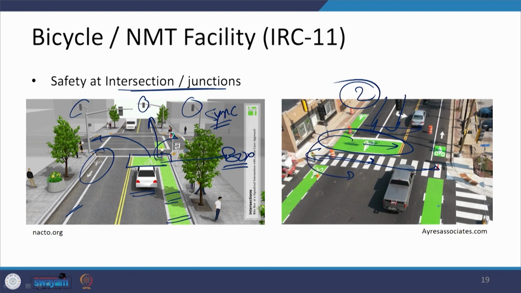But if this has been provided on the other side, then the movement of bicyclists and pedestrians can be controlled simultaneously with the same phase, and the rest of the phase can go to the motorized vehicles. So, there are different designs in which we can provide these facilities.